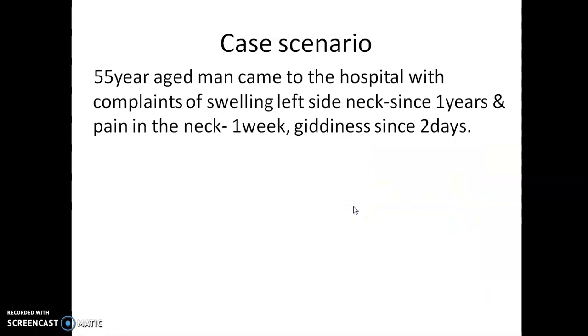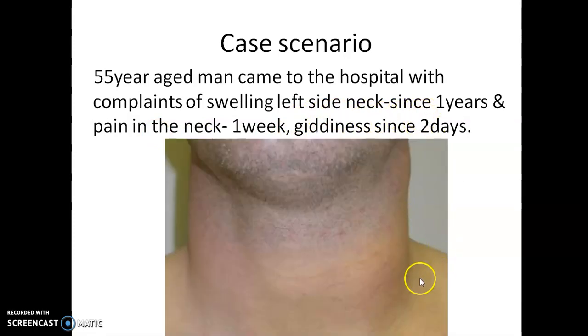Case scenario: a 55-year-old man came to the hospital with complaints of swelling on the left side of his neck since 1 year. There was pain in his neck as well, but that was noticed only since 1 week. Giddiness has started since 2 days. So there is giddiness, there is pain, and there was a swelling since 1 year. So this is the swelling. There's no swelling here. Here swelling is in this area.